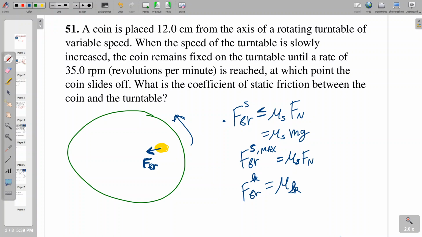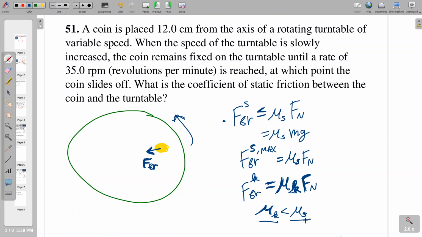So mu k times Fn, the normal force, would be the force of kinetic friction. And the force of kinetic friction is always expressed in terms of an equality, not an inequality. And mu k is always less than mu s, right? Note that this is mu, not u, as sometimes I see students writing it. It's mu, it's a Greek letter. And the coefficient of kinetic friction is always less than the coefficient of static friction.